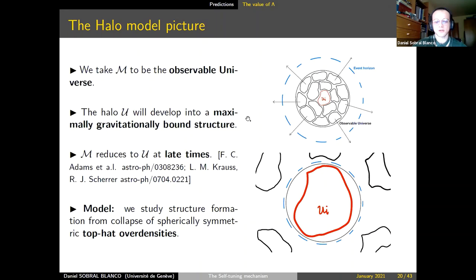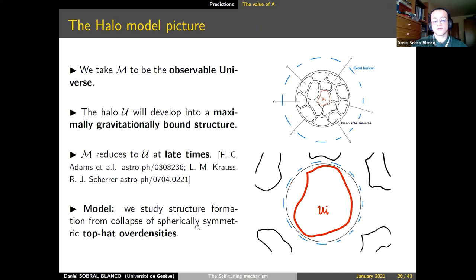The point is that the evolution of the universe is a competition between expansion and the self-gravitation inside the patches. So those patches grow and separate from each other. At very late times, the manifold M, the observable universe, will reduce to the halo U. And everything outside the halo U, everything outside the maximally gravitationally bound structure around us, will either be expelled out of the event horizon, such that it is not observable anymore, or redshifted away such that it cannot effectively be observed anymore. And we have a model to study these things, which is the spherical collapse of symmetric top hat overdensities.